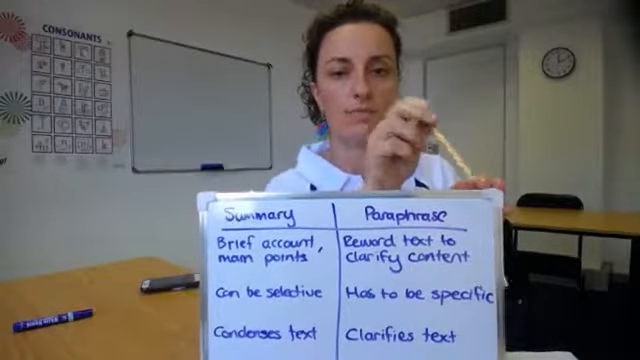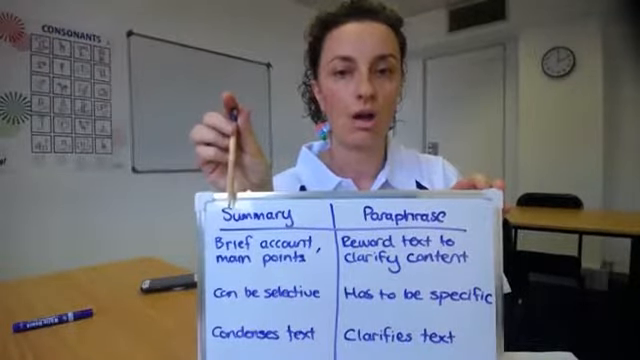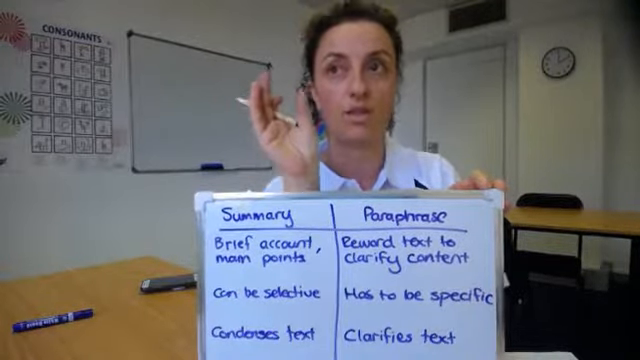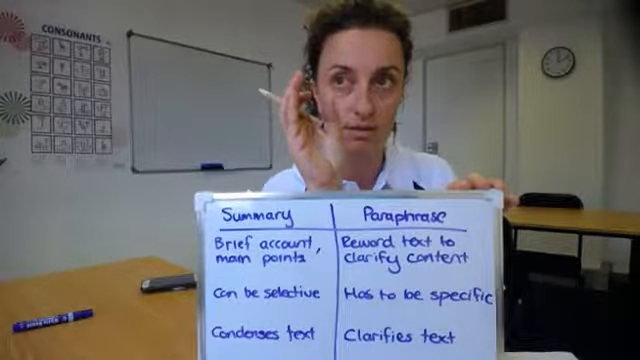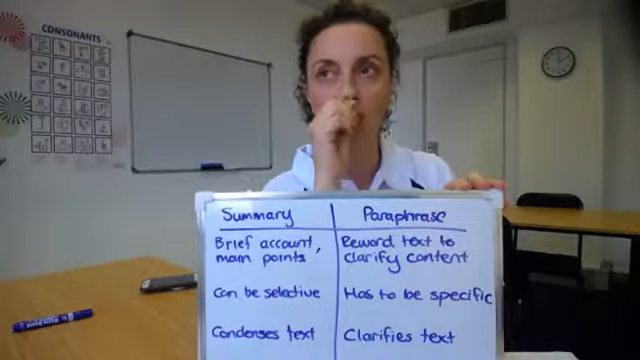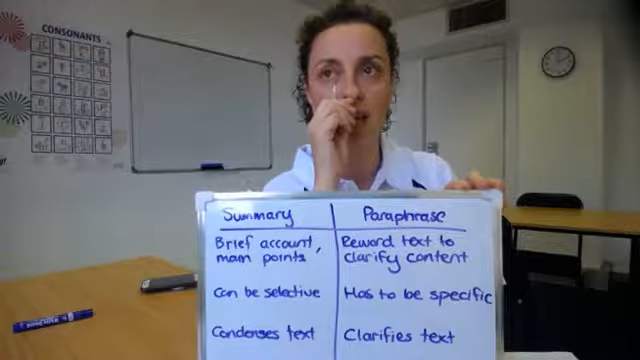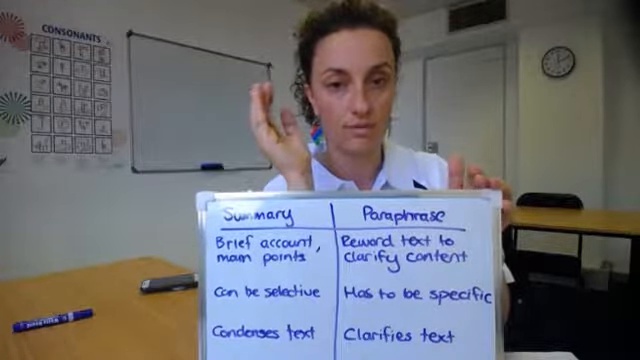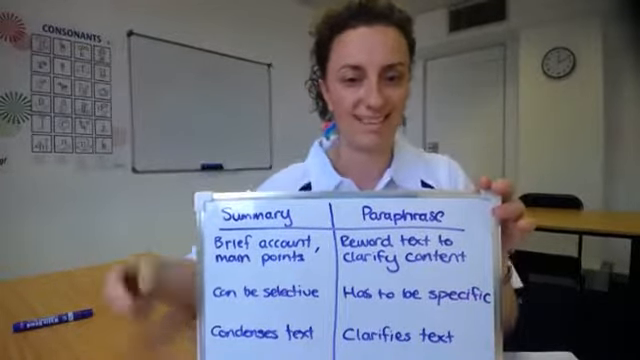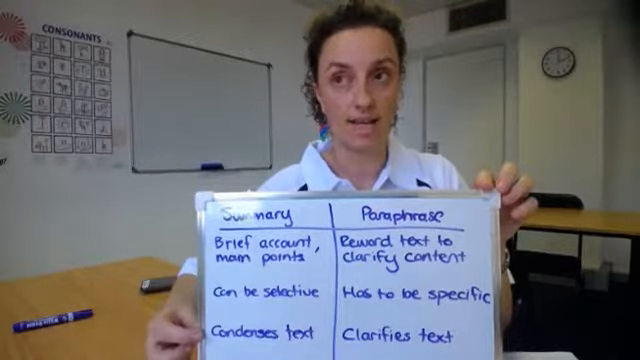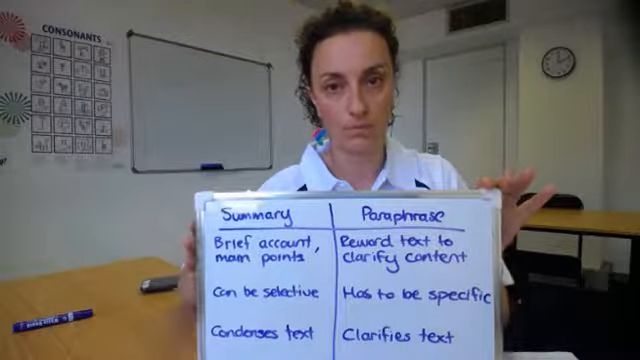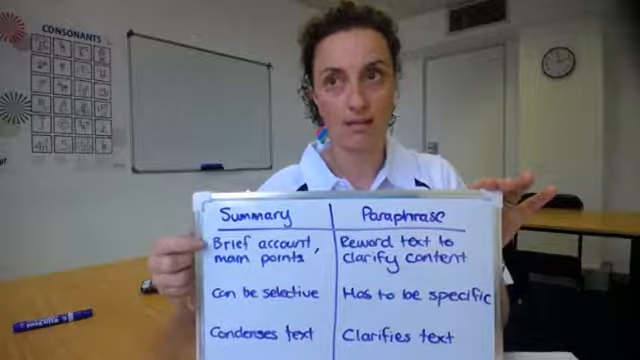So with a summary, you are writing a brief account of the main points. Those main points need to be rewritten, reworded, but have to have exactly the same meaning. And it's taking generally a large amount of information and condensing it a bit more. In fact, I've written it there. So it condenses the text. So you're taking a large amount of information and you are shrinking it down by writing a brief account of those main points.